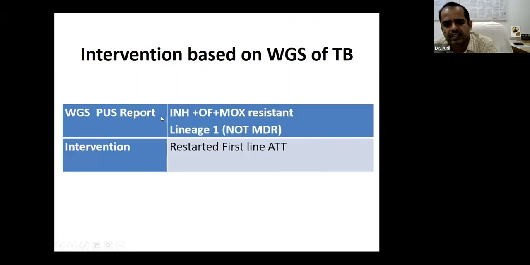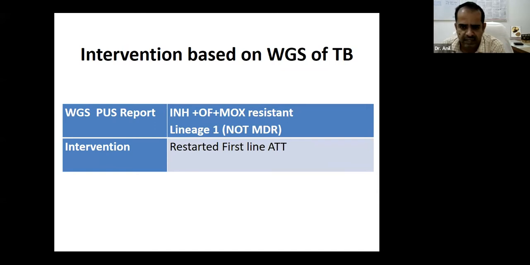We found resistance to INH, ofloxacin, and moxifloxacin. It was not an MDR. Rifampicin was not resistant. Lineage 1. Now, this was the peak of COVID, and this lady, being 70 years old, refused to take injectables, aminoglycosides. She was not able to take them because of COVID, waiting for injectables, and many other reasons why she refused to change the antibiotic treatment. So we restarted the ATT.